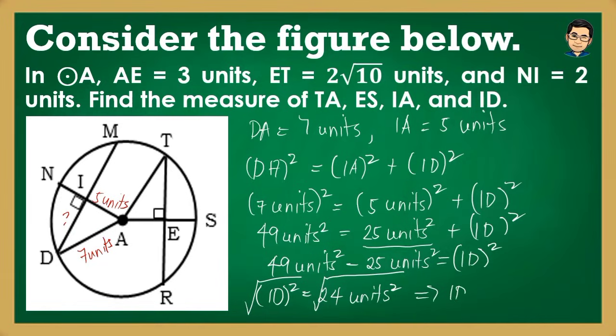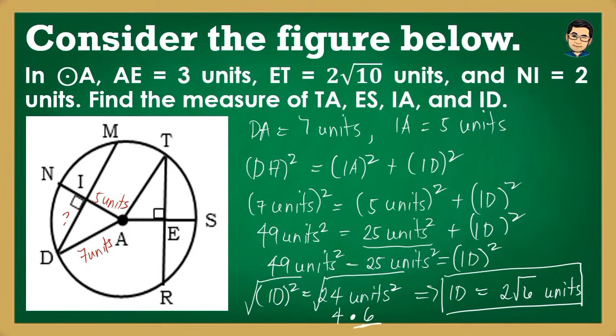So, the measure of ID is equal to the square root of 24 square units. The square root of 24 has a factor that is a perfect square, which is 4, because 24 itself is not a perfect square. The other factor is 6. So the square root of 4 is 2, and since 6 is not a perfect square, it cannot be extracted and stays inside. So, the measure of ID is 2 square root of 6 units.